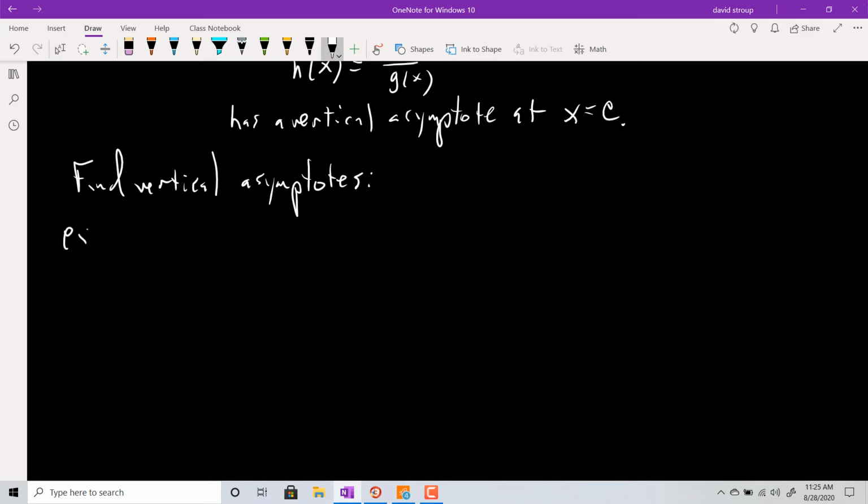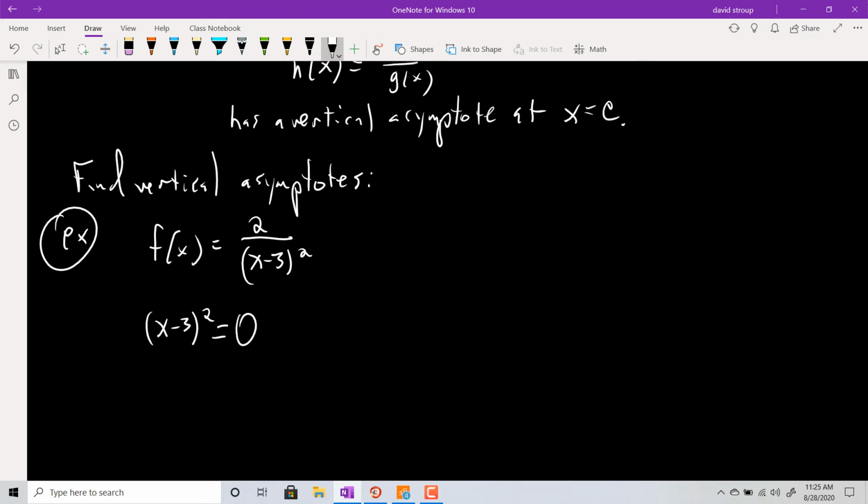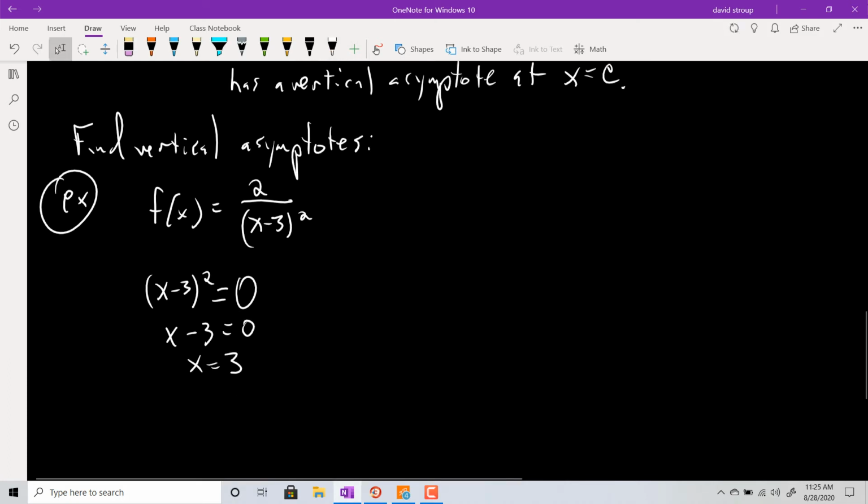So let's look at the first example. We have f of x equals 2 all over (x minus 3) squared. In this case, you're just taking the denominator and setting it equal to 0. It's basically looking for the non-removable discontinuities, you could think of it that way in this context. So you take the square root of both sides, and then we get a vertical asymptote at 3. Okay.